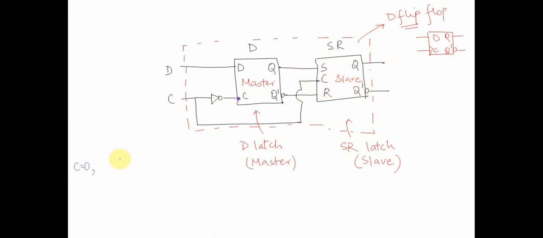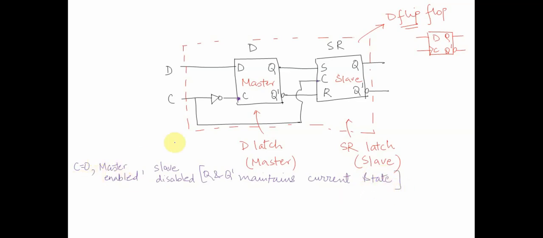So in this particular case, when C is 0, master is enabled, slave is disabled, and Q and Q bar just maintains its current state. Q and Q bar maintains current state. This is clear, right?